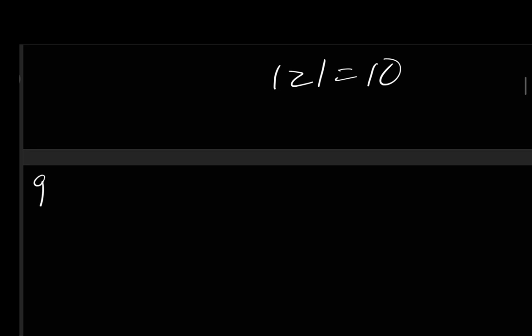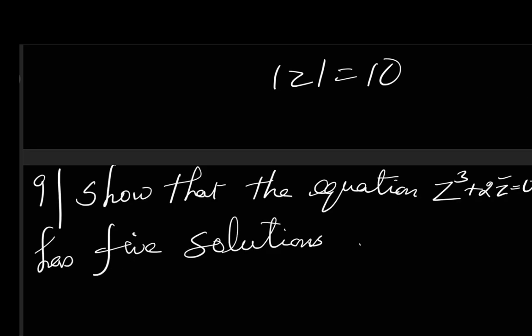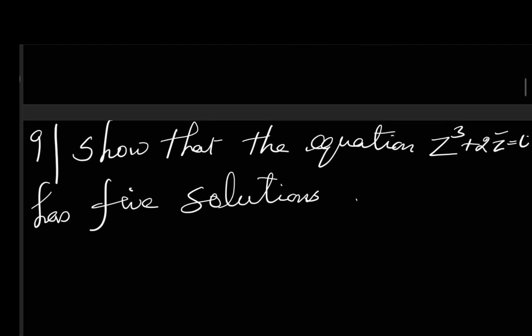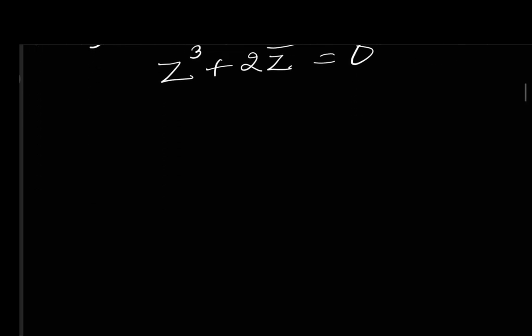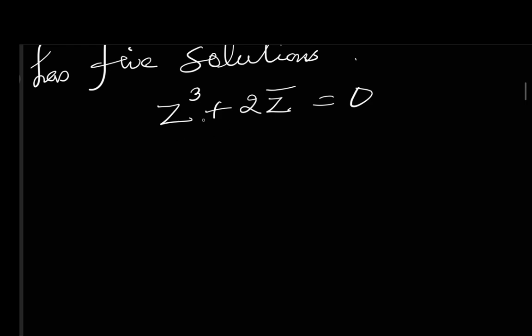See the ninth sum. Show that the equation z cube plus 2 z bar equal to 0 has 5 solutions. The equation given for us is z cube plus 2 z bar is equal to 0. So in this equation, as it is, we cannot take any common elements here.